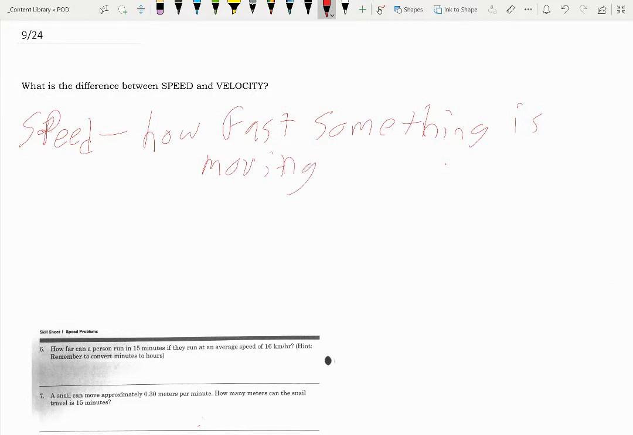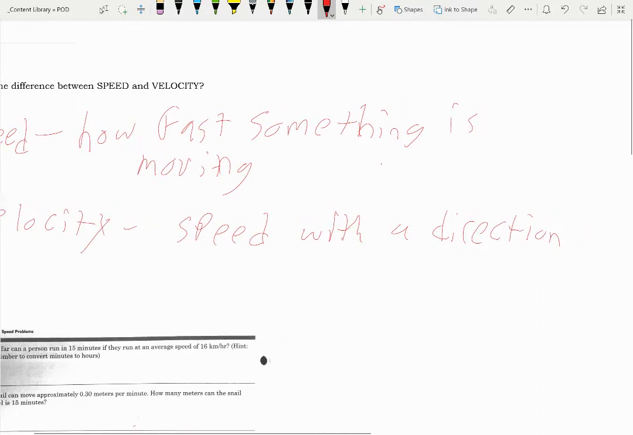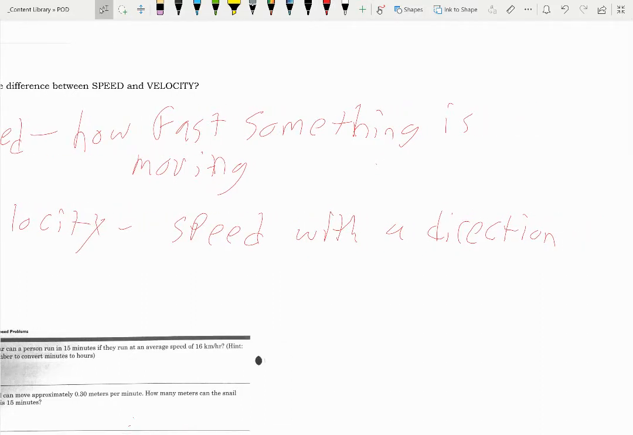And then velocity is speed with a direction. Okay. So if you say you're going 60 miles an hour, you're telling me your speed. If you say you're going 60 miles an hour traveling north, you're giving me velocity. That's the only difference. You're just telling a basic idea of which way the object is going.